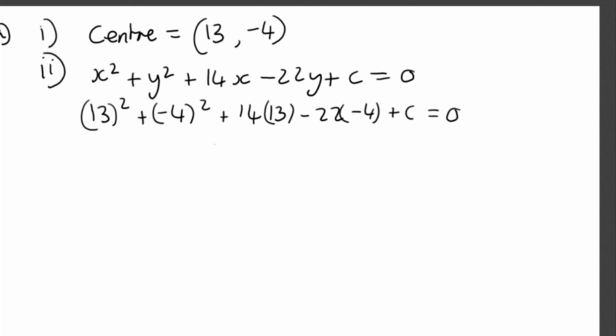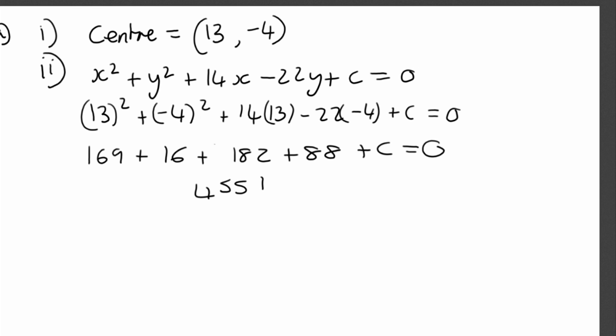Okay, when you tidy that up, you get 169 plus 16 plus 182 plus 88 plus C equals 0. And if you add the first four numbers together, you're going to get 455 plus C equals 0. And then obviously, if you subtract that off the 0, you'll get negative 455 as required.